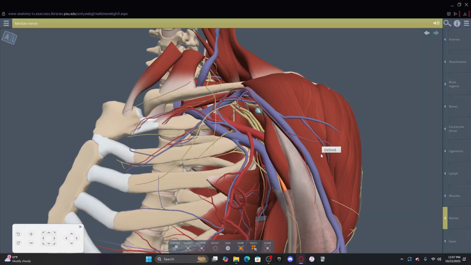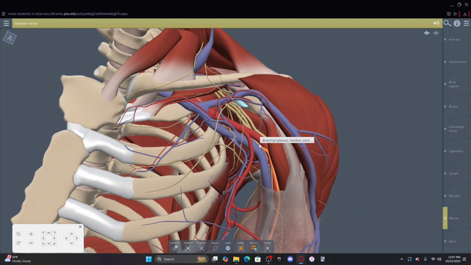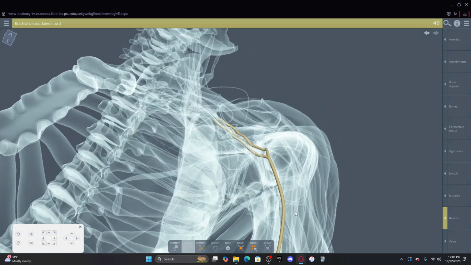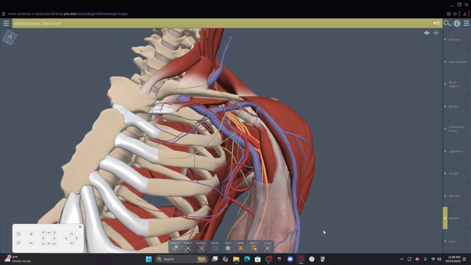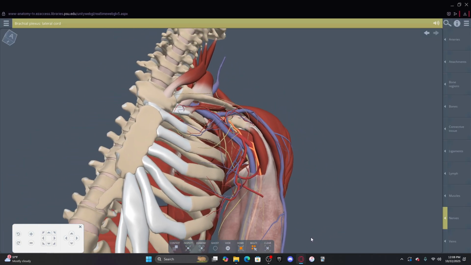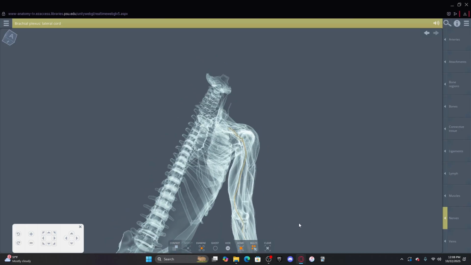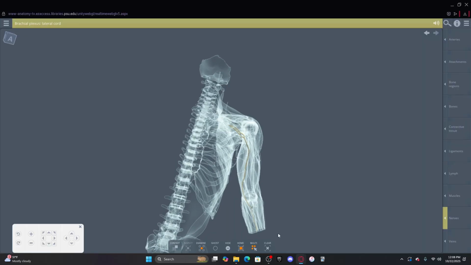So our median nerve is being formed by our lateral and our medial cord. Lateral and medial cord, they form the median nerve. And we can see our median nerve going all the way into the forearm.